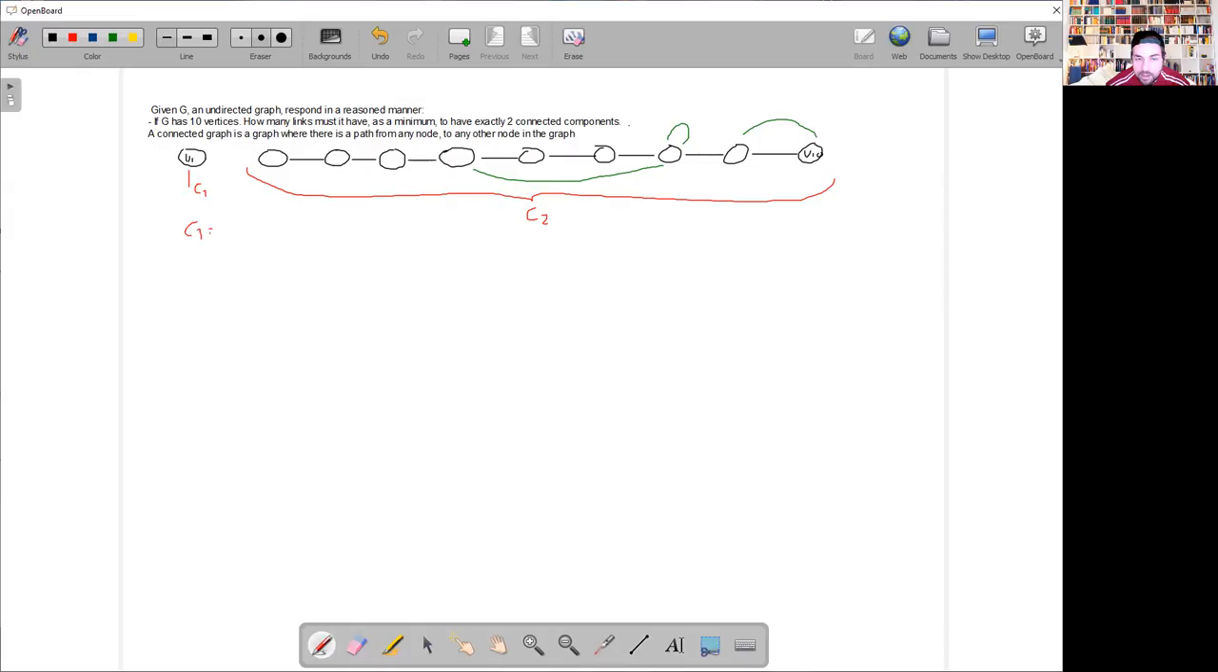So for instance, C1 is equal to the node B1, and C2 is equal to the nodes from B2 to B10. So I need a minimum of 8 links.